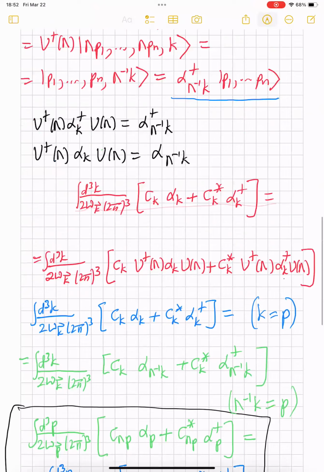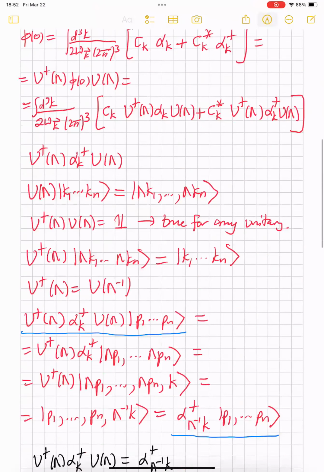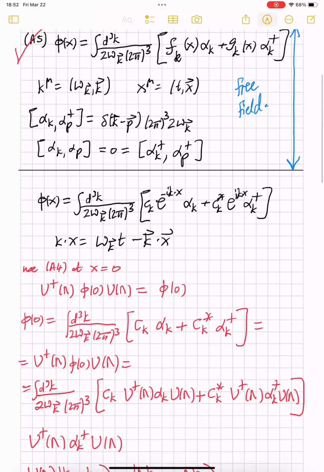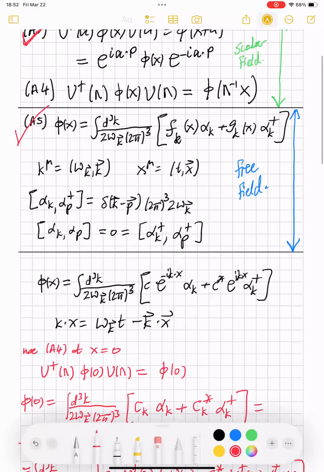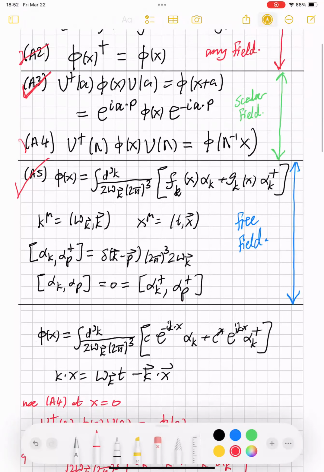So let's go and update our field now. So when we do this mode expansion, in fact, we don't need to include the coefficient there. We only need to include a number C and a number C star. And what have we now done? We have also used axiom number 4.